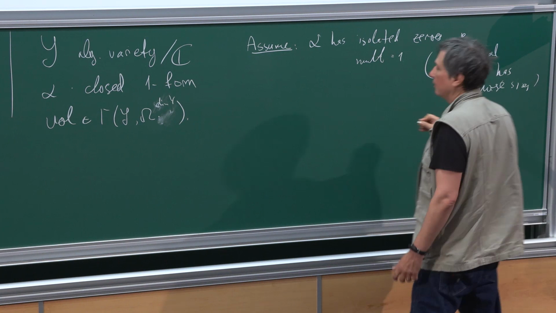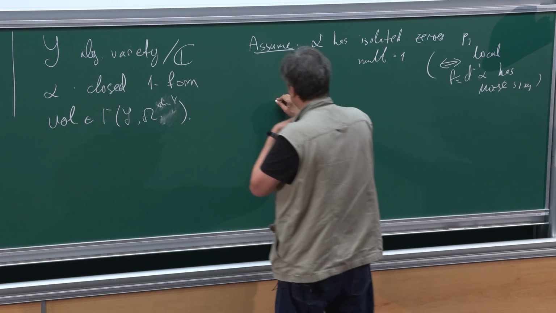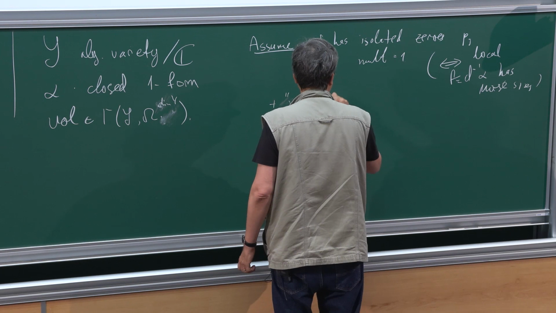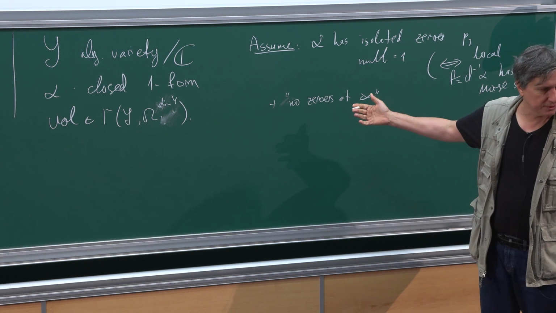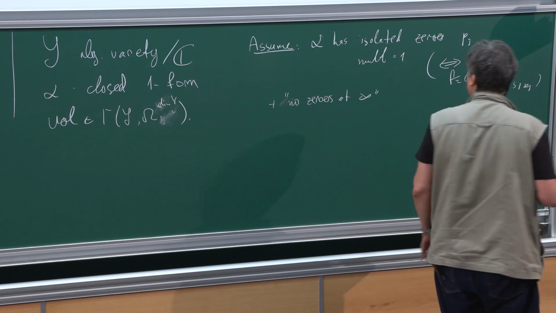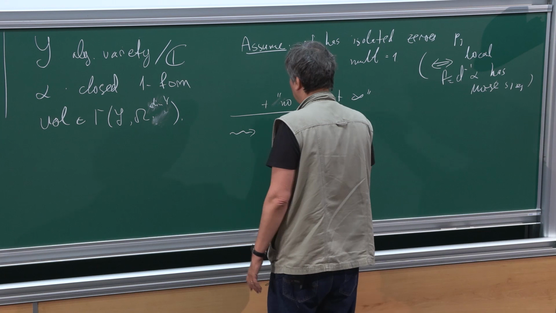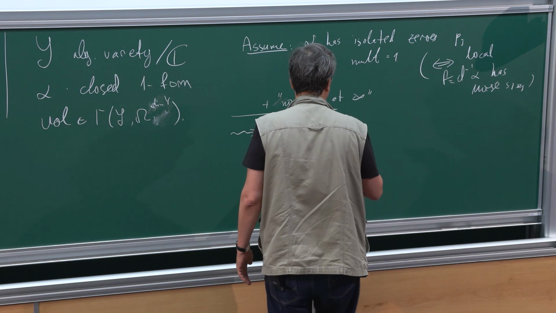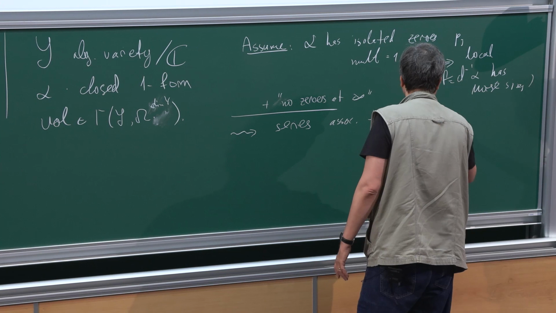And I should assume some extra conditions, kind of no zeros at infinity. I can maybe tell later a little bit more precisely what it means. So an appropriate compactification, the form has no zeros on strata at infinity. Then we can produce a bunch of series associated to each point. And the series is something called I_J formal.